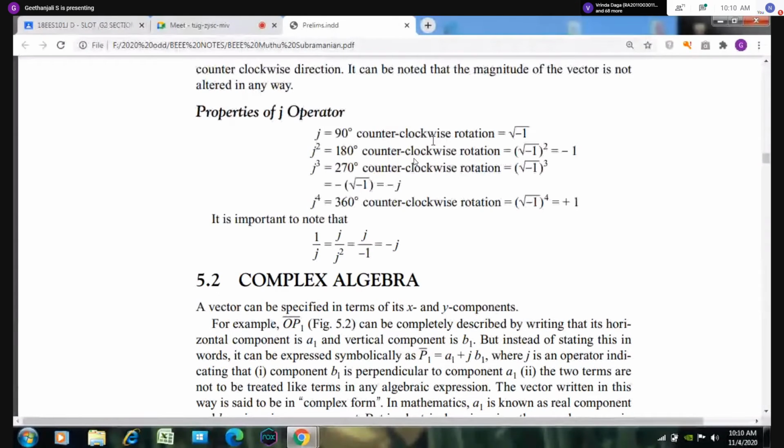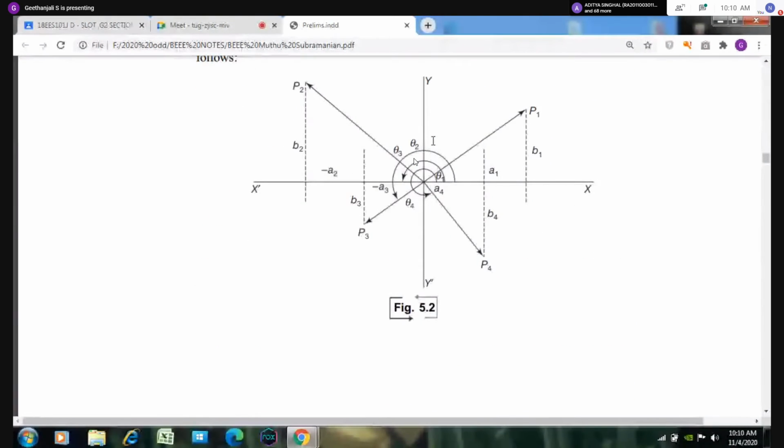So what we have concluded from the J operator is, if there is a 90 degree phase shift, it should be multiplied with J, where J is 90 degree, which is equal to square root of -1. If there is a 180 degree phase shift, you should multiply the reference with J square. J cube means it should be multiplied with -J. That is the conclusion here, right?